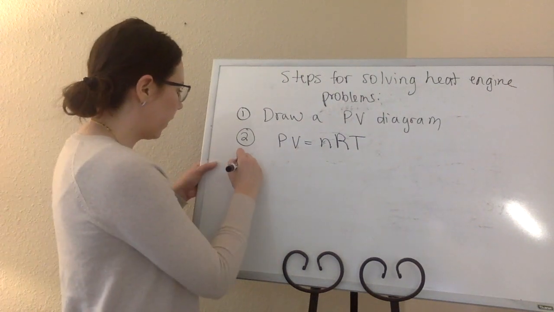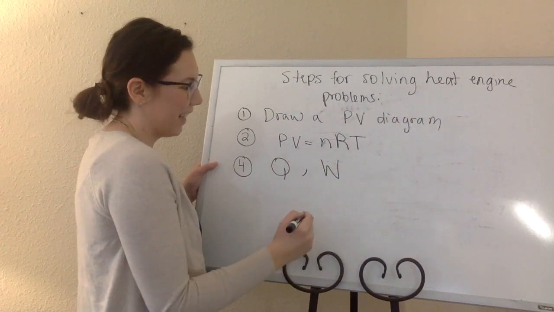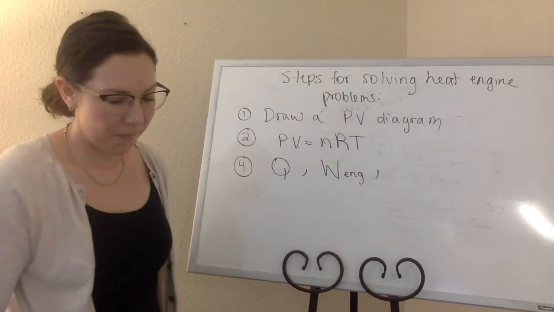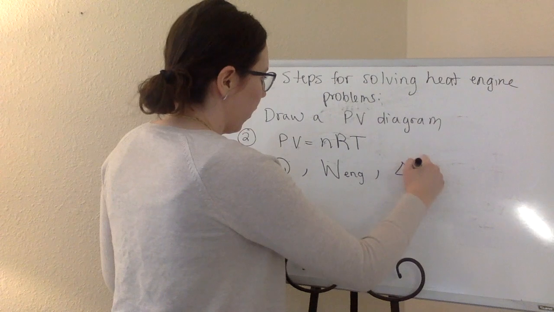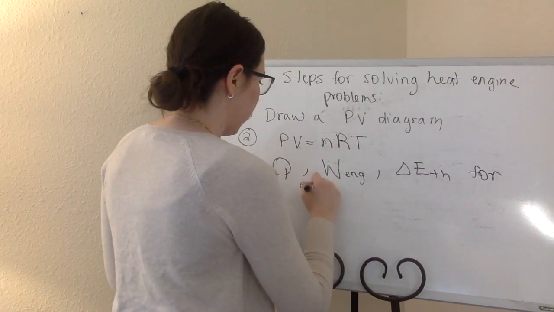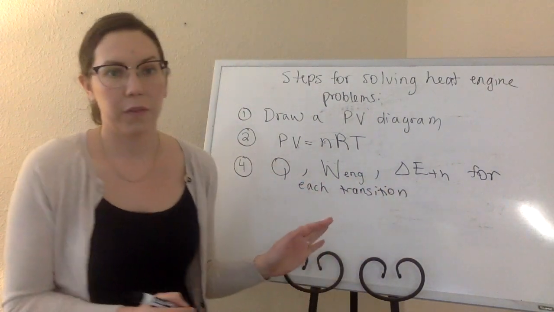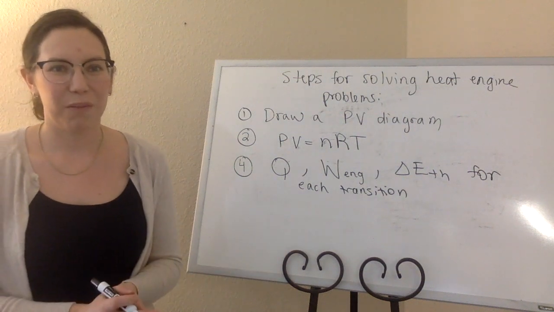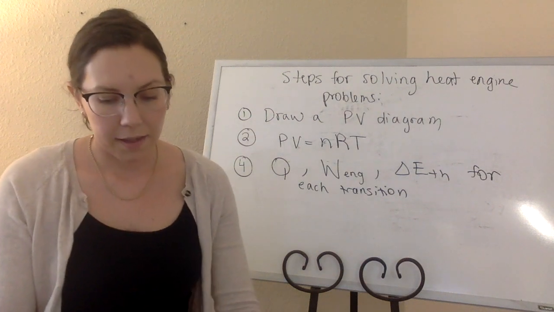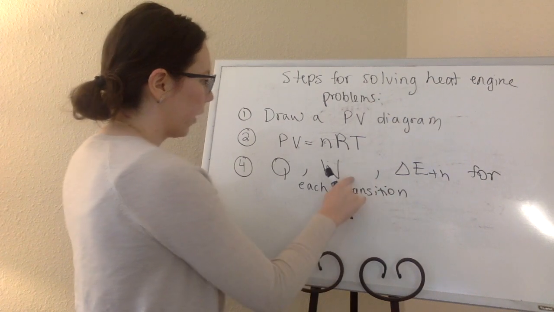Okay, and then we're going to determine the heat transfer, Q, the work done in each case, and also the change in thermal energy for each transition. And we went over all of the rules for finding those in class. You can refer to my lecture notes for that, and we'll go through some examples in a second. And then we'll find the work first.